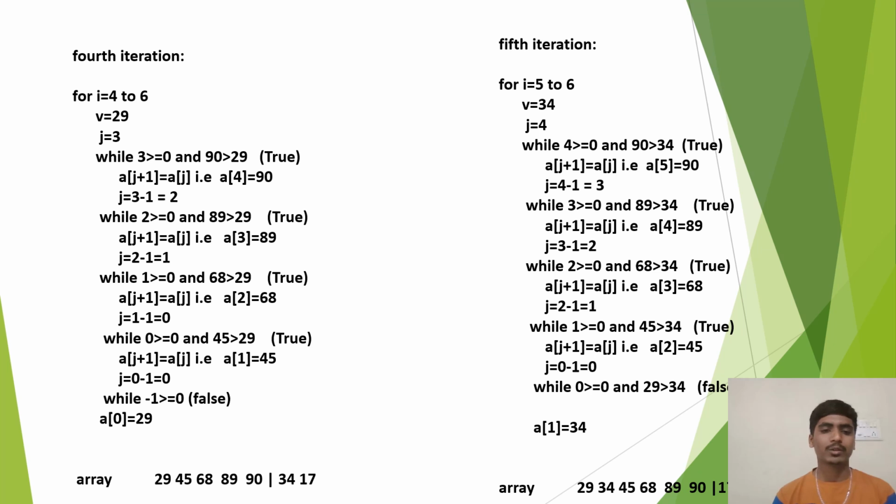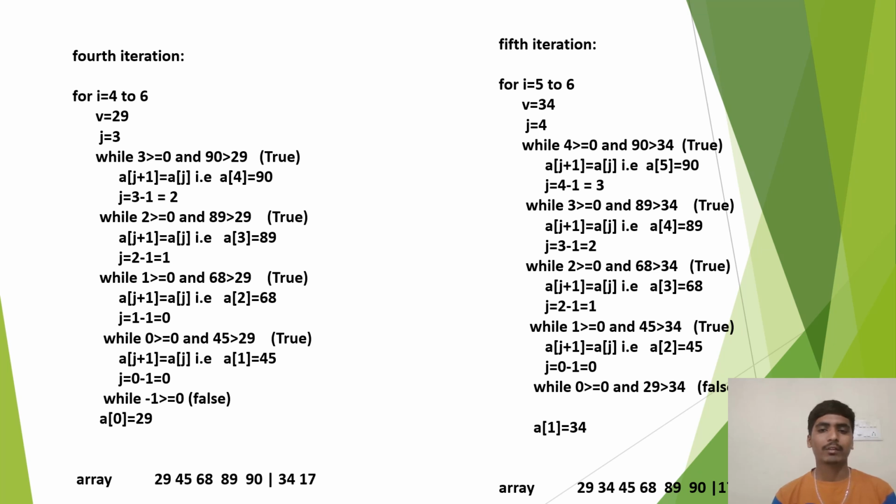j = 2-1 = 1. While 1 >= 0 and 68 > 29, it is true. A[j+1] = A[j], that is A[2] = 68. j = 1-1 = 0. While 0 >= 0 and 45 > 29, it is true. A[j+1] = A[j], that is A[1] = 45. j = 0-1 = -1. While -1 >= 0, false. A[0] = 29. The array is 29, 45, 68, 89, 90, 34, 17.